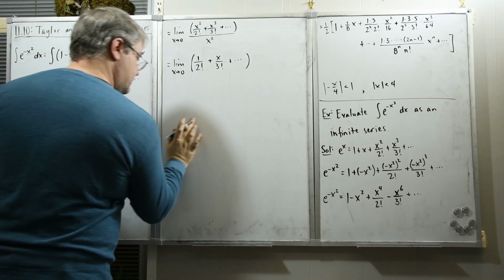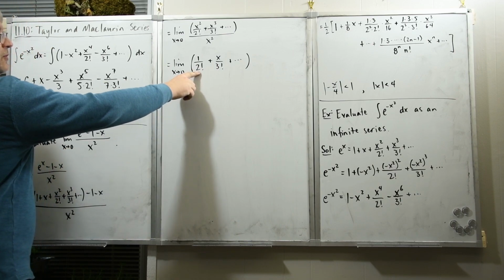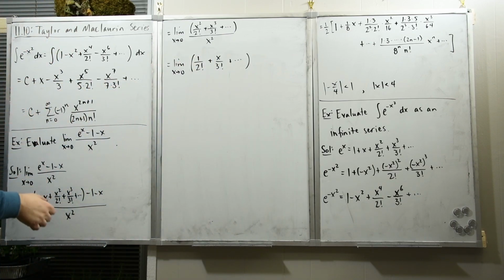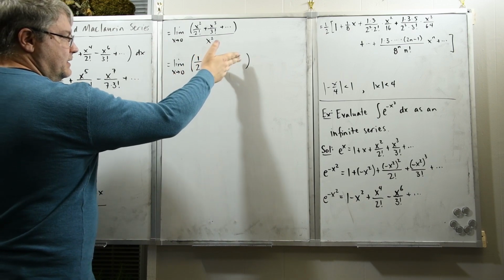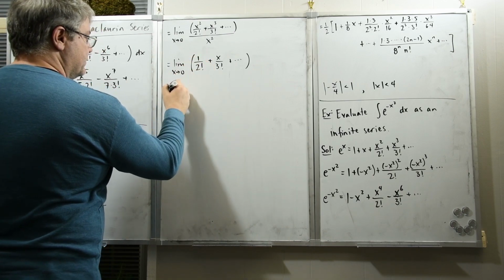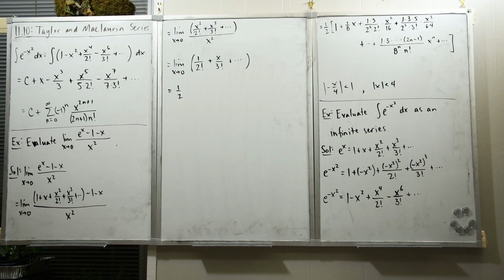But if we're taking the limit as x approaches 0 of this thing, notice that every term after the 1 over 2 factorial is going to have x to at least the first power. And so if we plug in 0 for x, then all that's going to be left over is this 1 over 2 factorial, which is the same thing as 1/2. So it's just a different way that we can evaluate this limit.